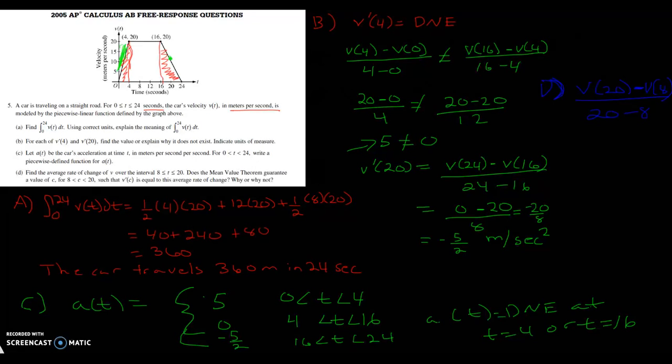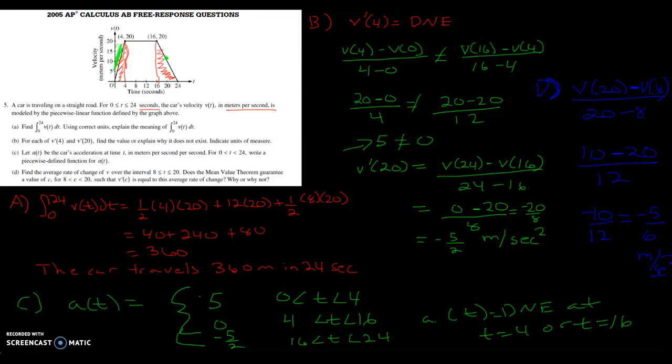So v of 20 is, what's v of 20? 10? Does that look like it's 10? Kind of hard to read it. Let me look at it. Yeah, it looks like it's about 10. So 10 minus v of 8 is 20. Yep. Over 12. So now we're going to get negative 10 over 12, which equals negative 5 over 6 meters per second squared.